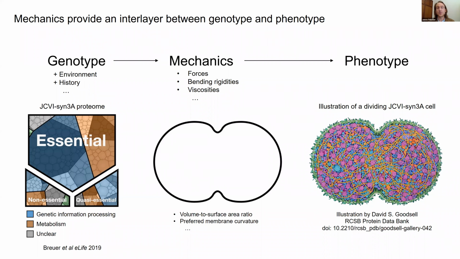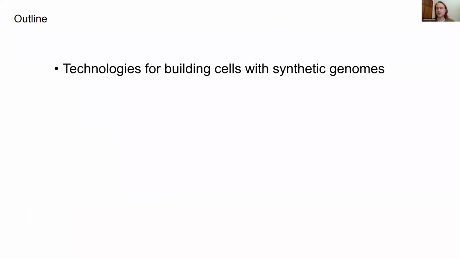So in particular, we're breaking the question up and asking which values of these small number of physical parameters, the volume to surface area ratio and the preferred membrane curvature, can give rise to the process of cell division. And then in turn, how do these physical parameters depend on different genes that are present in this genomically minimal context? And just to be clear, by mechanics, I mean not molecular mechanism, but rather forces, bending rigidities, and viscosities at the scale of the cell, blurring our eyes and taking a more coarse-grained look at how the cell behaves. So an outline for the remainder of the talk.